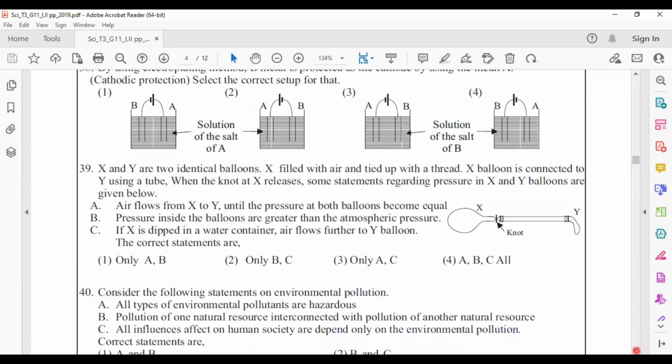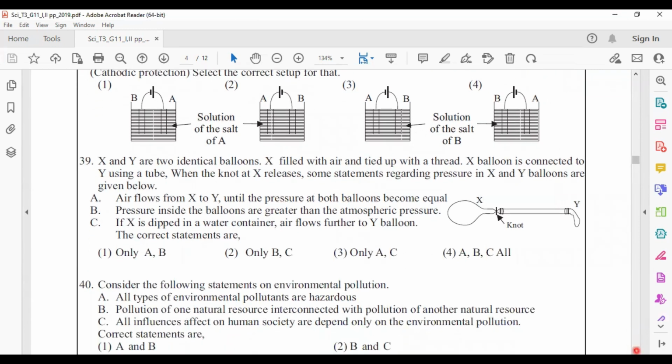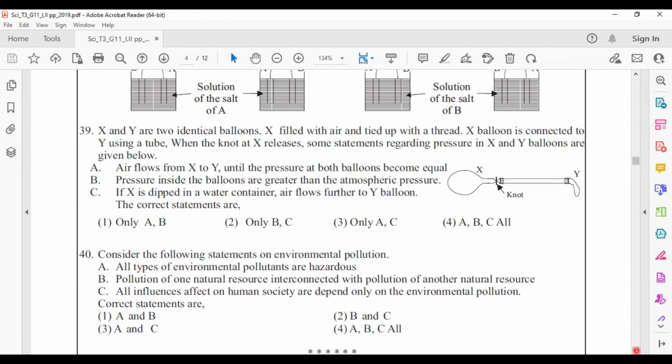39. X and Y are two identical balloons, X filled with air and tied up with a thread. X balloon is connected to Y using a tube. When the knot at X is released, some statements regarding the pressure in X and Y balloons are given below. A. Air flows from X to Y until the pressure in both balloons becomes equal. It is correct. B. Pressure inside the balloons is greater than the atmosphere. Also correct. A and B are the correct answers.